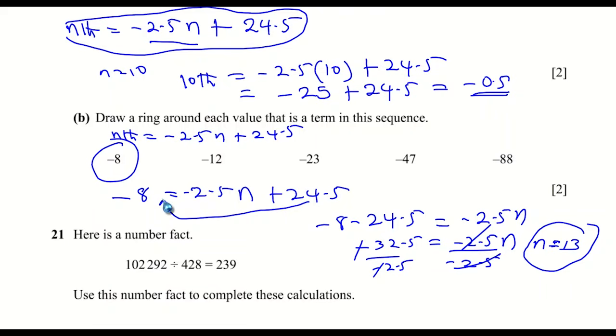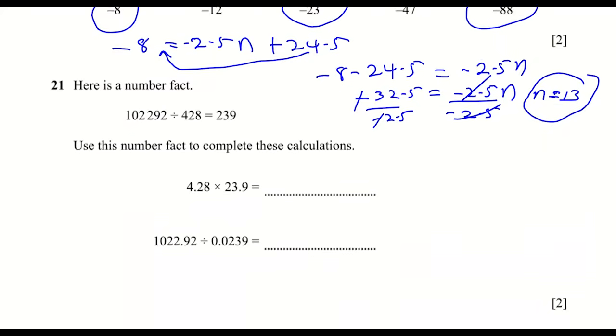We have negative 8, we have negative 23, and we have negative 88. So if you substitute these into the nth term, just like what I did for negative 8 here, this will give you a whole number, this will give you a whole number. Okay, so the others will give you a decimal number. That means they are not a term in the sequence. Okay, so let's go to question 21.